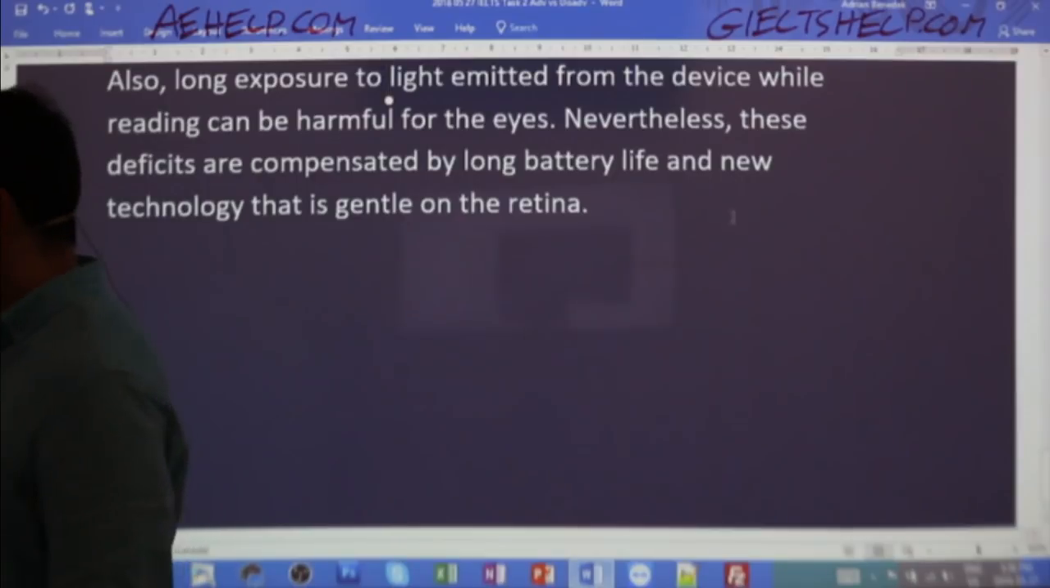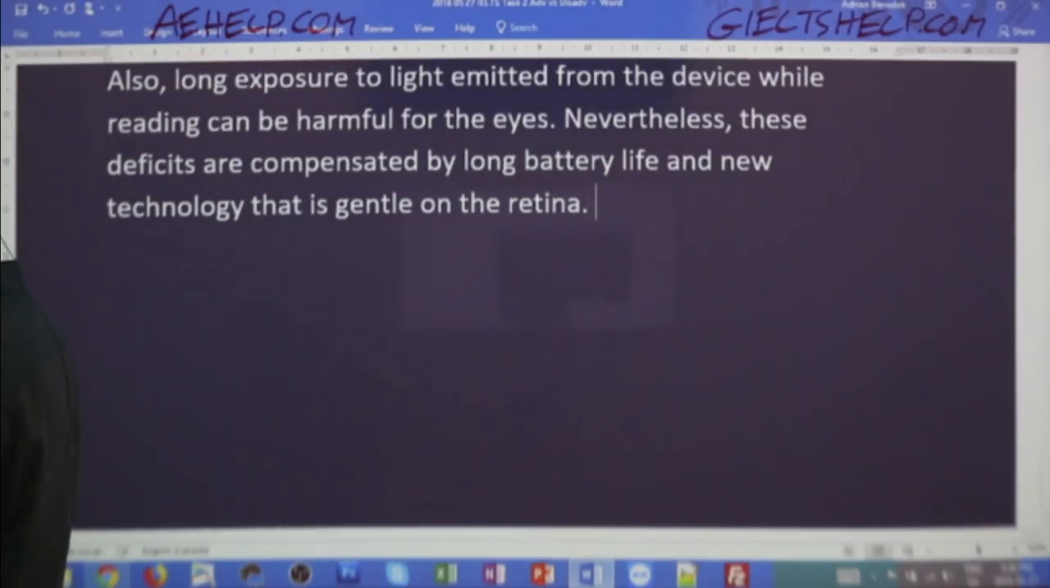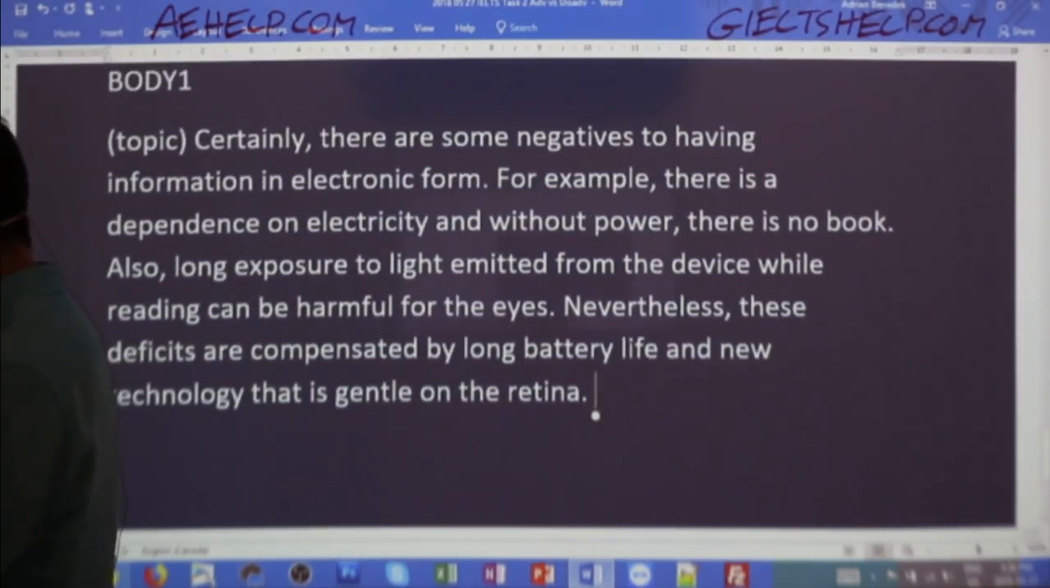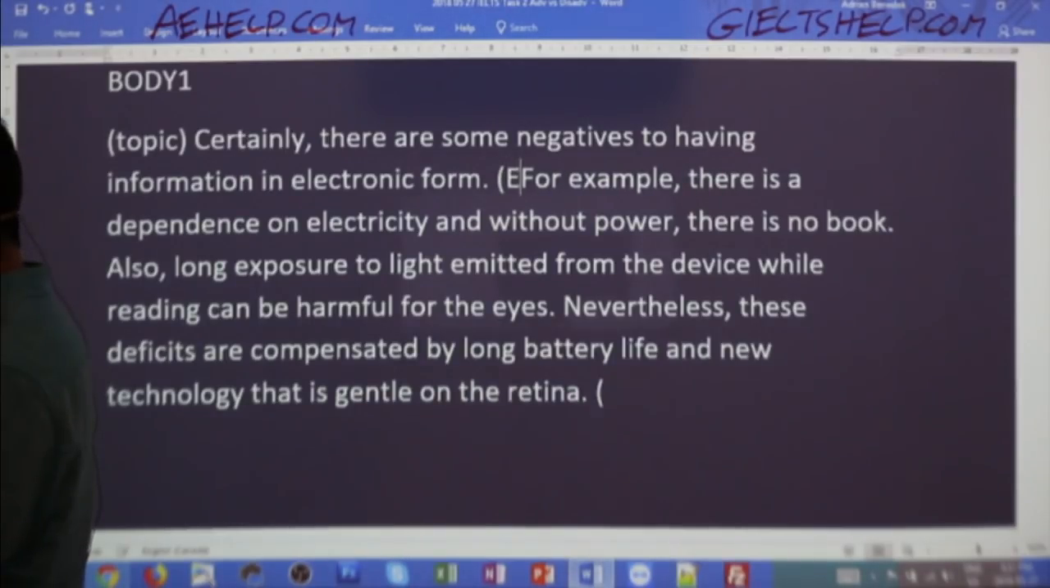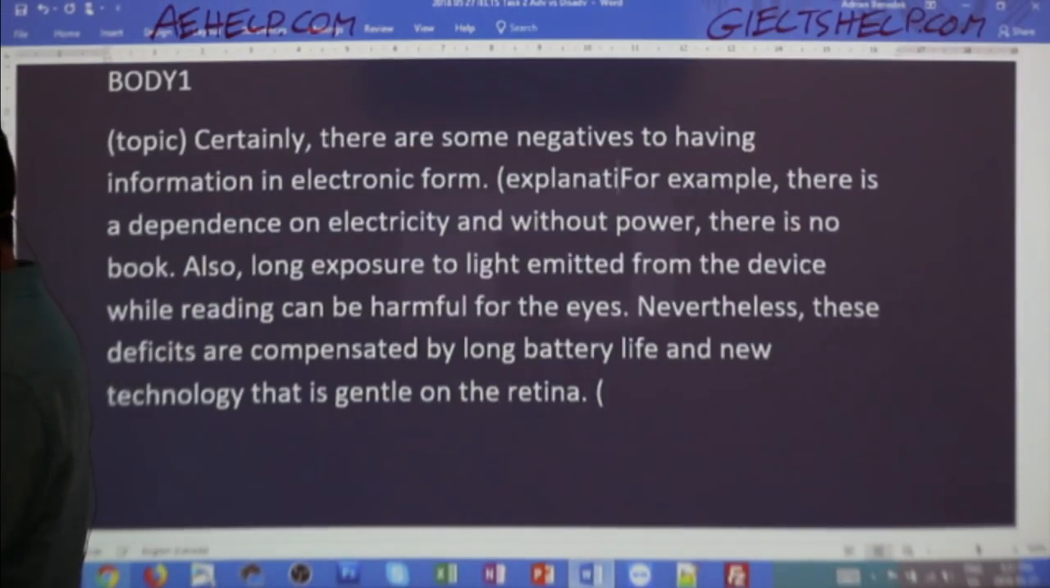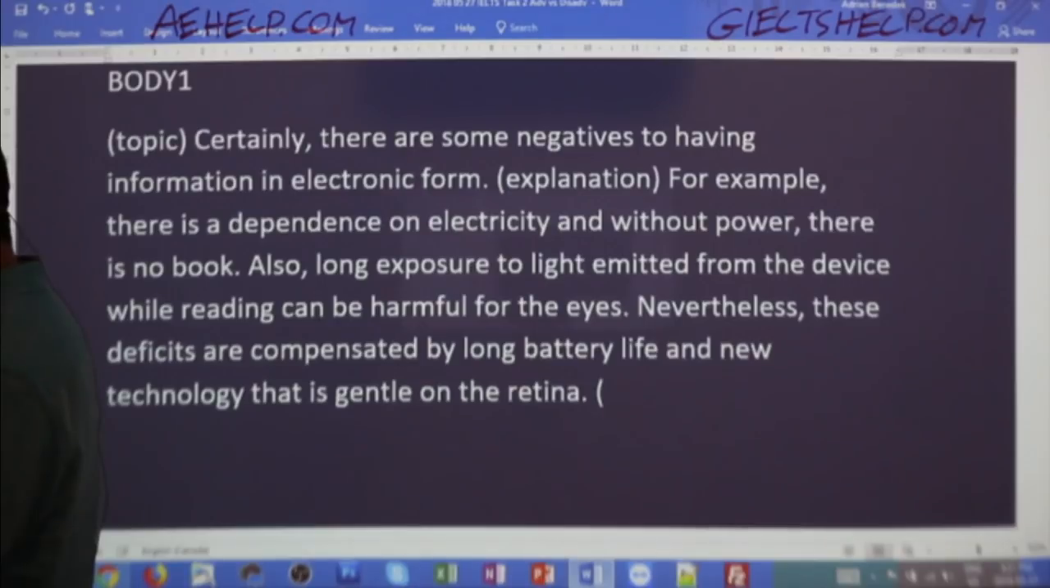Now, we want to get into the advantages. Now here we can have a connecting sentence. Okay, notice how I had an explanation here, no example. So even though I said example there, it's not actually an example. This is an explanation. Okay, and a connecting sentence.